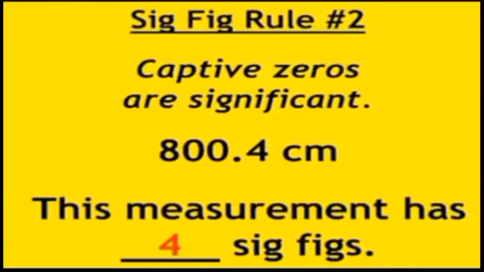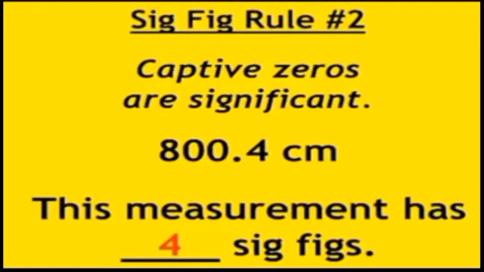Rule number 2. Captive zeros are significant. What are captive zeros? Captive zeros are the zeros that are trapped in the midst of numbers or in the midst of decimal points.